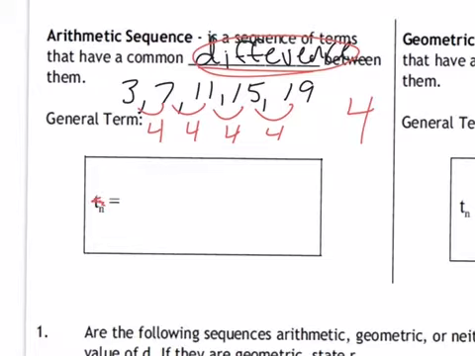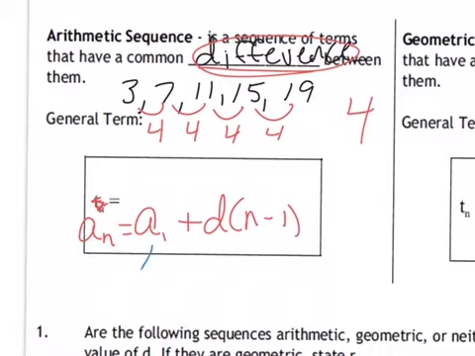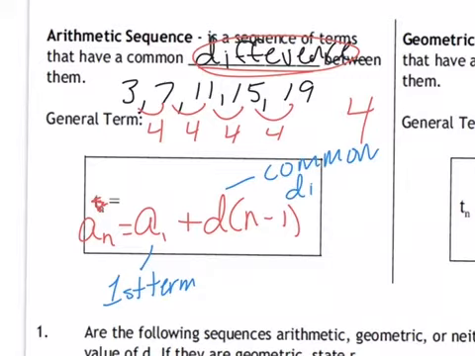Now, the formula that we're going to use, I'm going to cross out that T sub n, and I'm going to replace it with A sub n. A stands for arithmetic. The formula is this: A sub n equals A sub 1 plus D times n minus 1. Just so you know, A sub 1 is the first term. D is the common difference. And n is the number of the term you are looking for. And the 1 is just something that you need to have in there so it ends up in the right spot. Okay?